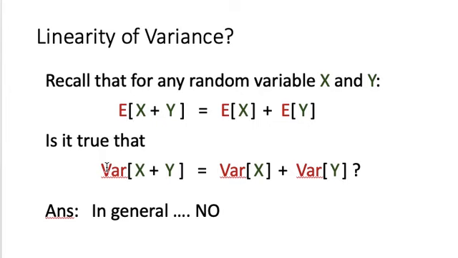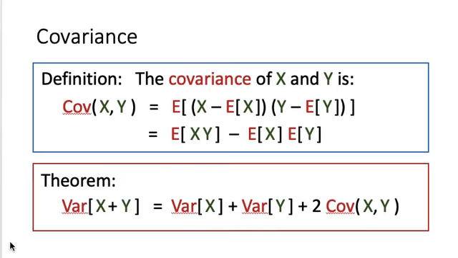Is it true that the variance of X plus Y is equal to the variance of X plus the variance of Y? Now the answer here is, in general, this is not true. This is no. So we do not have linearity of variance. The reason is that we have some extra term called covariance involved.